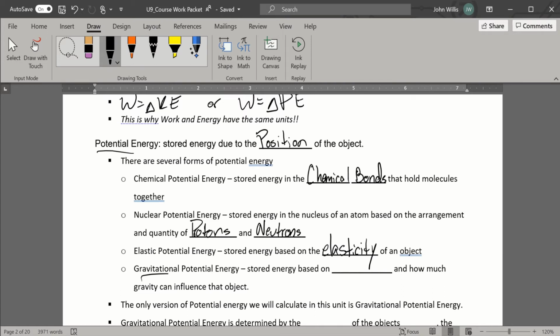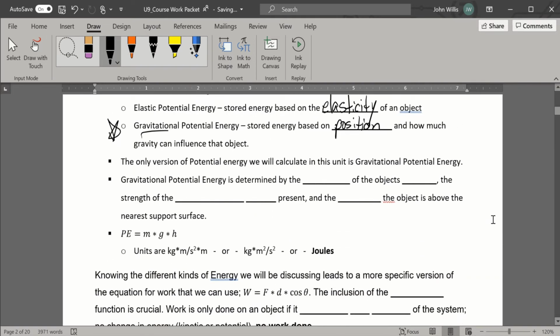Anyways, elasticity, right? How elastic that thing is is another way of describing potential energy. You can store energy in elastic objects. But the one we're going to primarily use in this class, because we are using energy to look back real quick at what we've already done, is gravitational potential energy. It's based off of your position and how much gravity can influence that position.